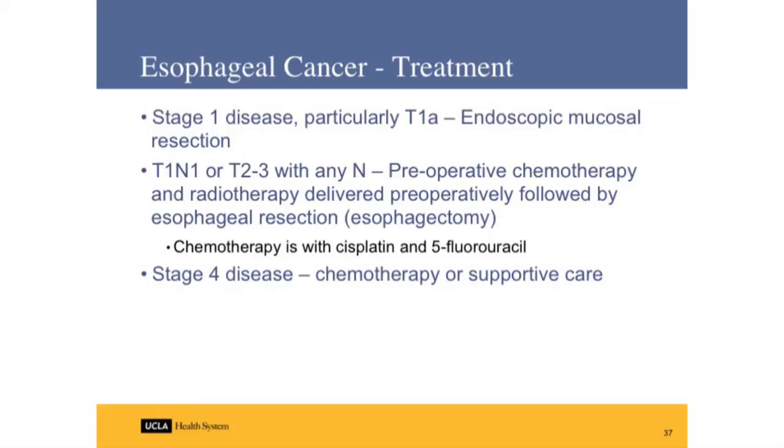The chemotherapeutic agents that are used are, again, 5-FU and cisplatin. Stage 4 disease is just treated with chemotherapy, so surgery is not done. And in these patients, it's mostly palliative chemotherapy.